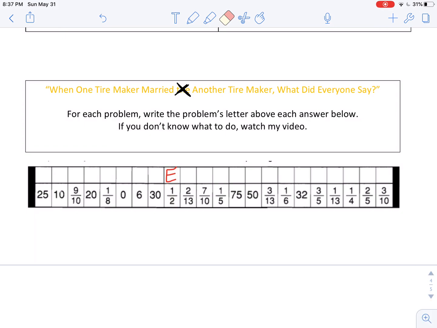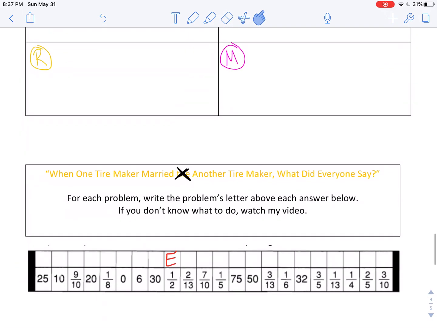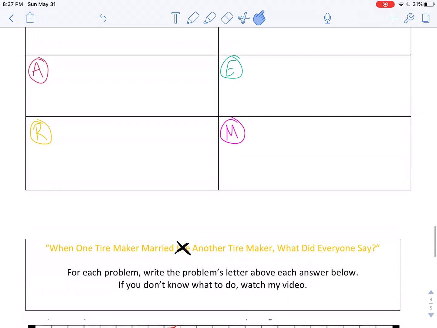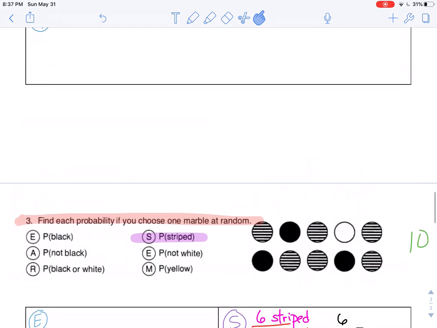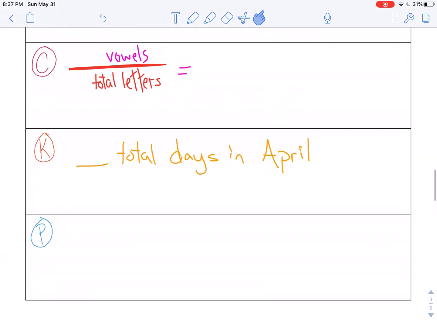Okay? I don't care if you don't do the riddle. The riddle is just kind of fun to do. If you don't do the riddle, fine. All right? But make sure that you finish every problem up above to get full credit. All right. Good luck.